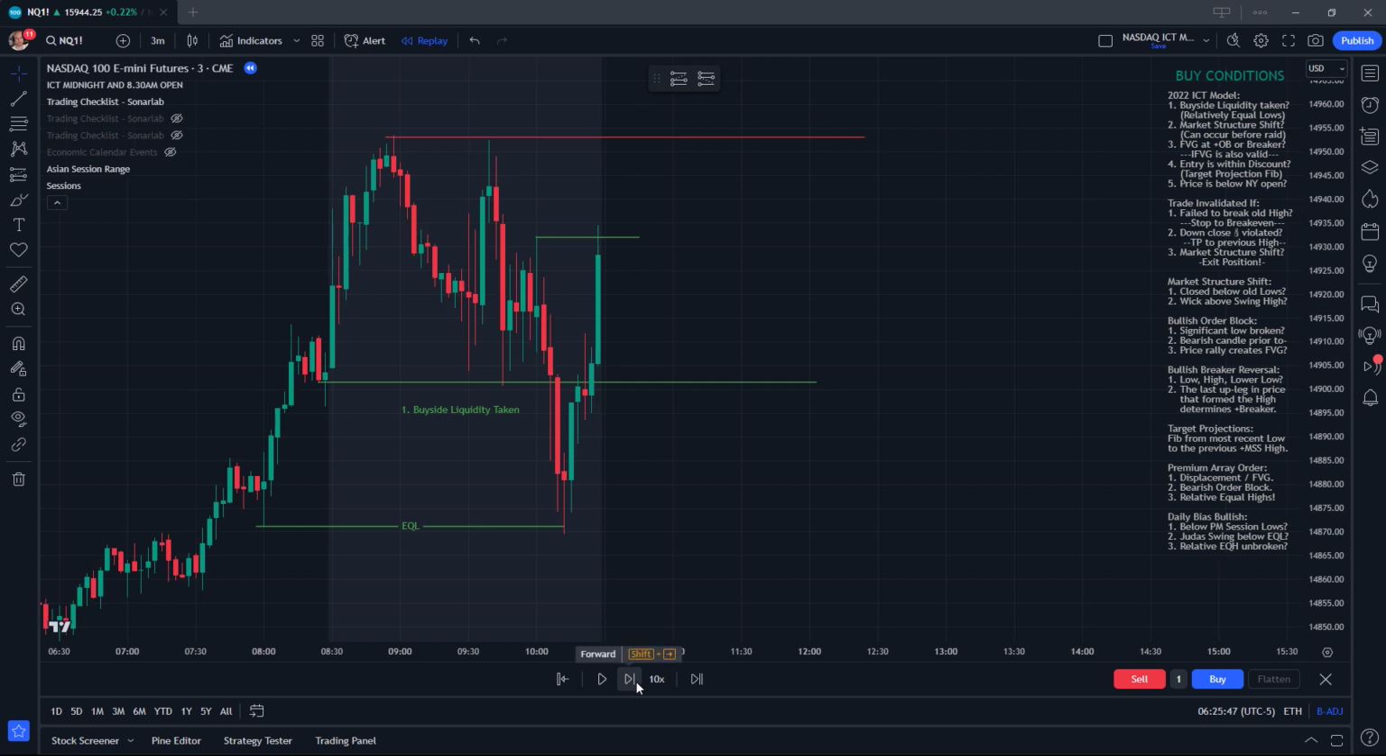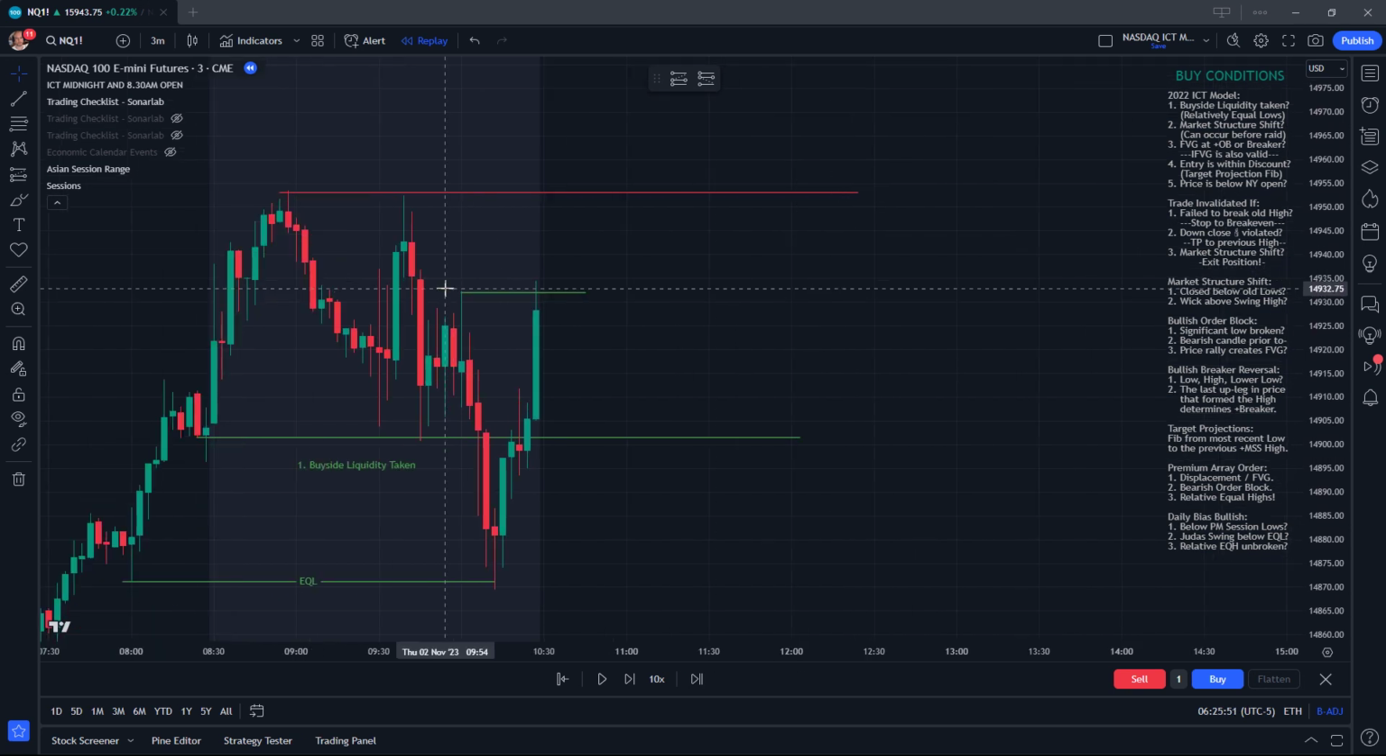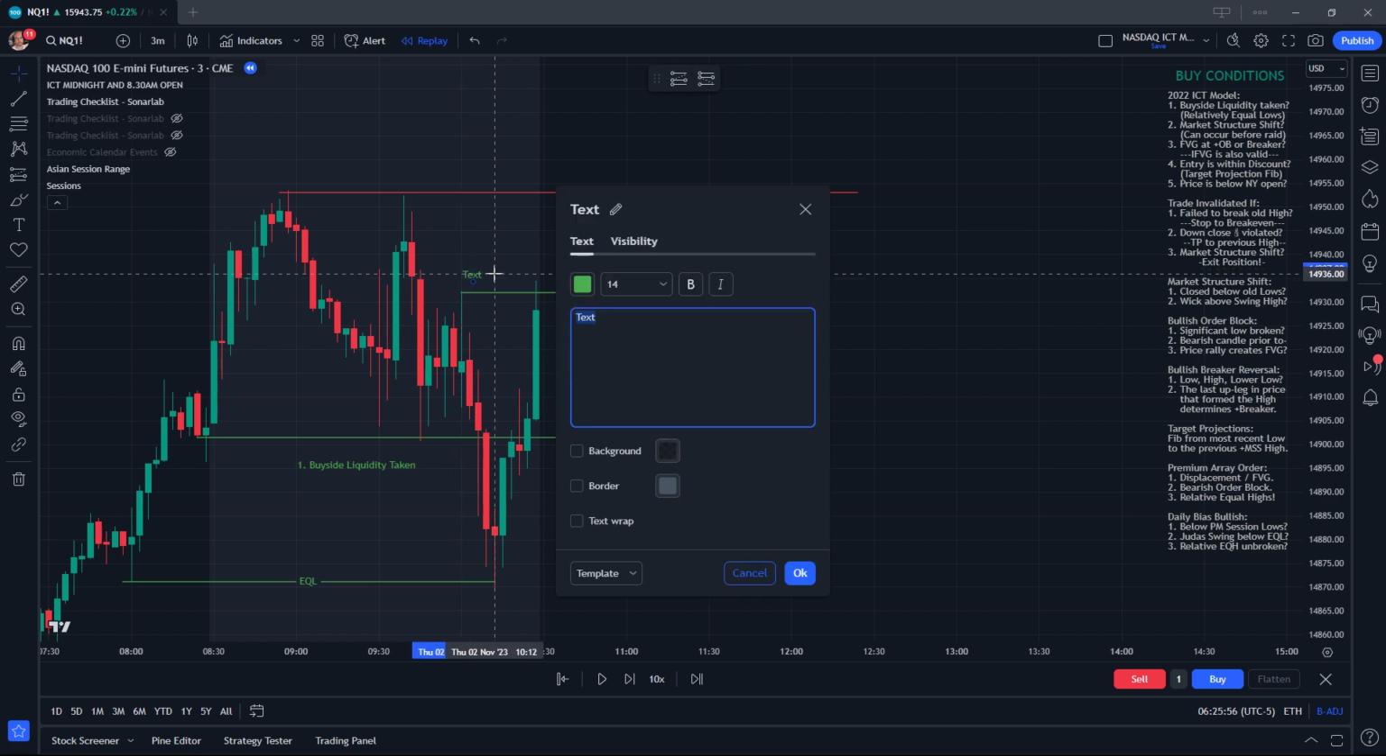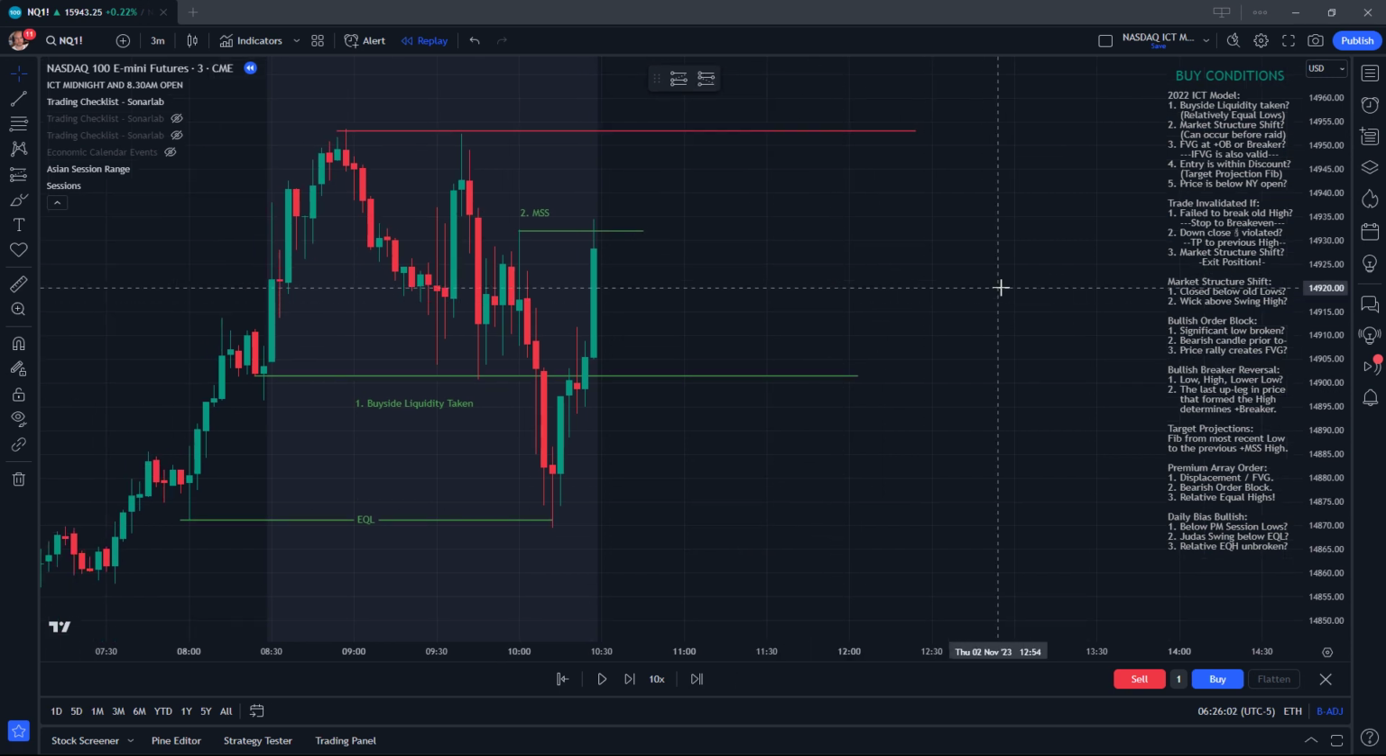Okay, so here we go, price is coming back up. It's now wicked above here. And I think that would satisfy our second condition, market structure shift. I'm going to go with that. Let's go forward one more candle.